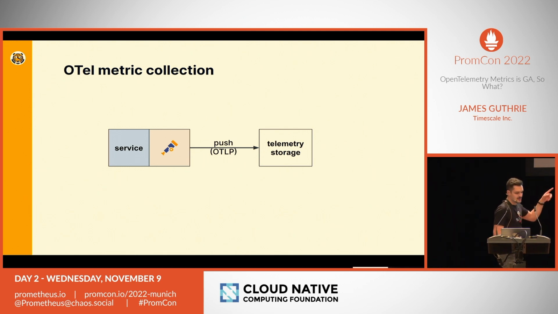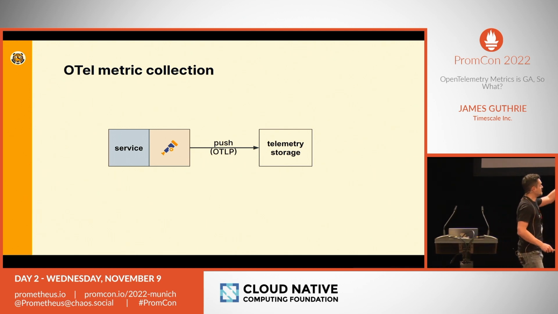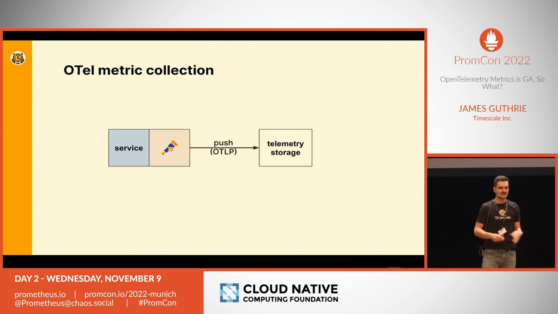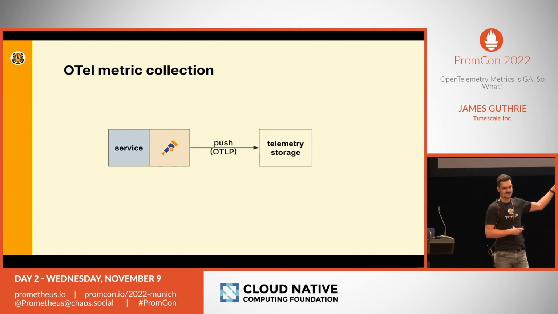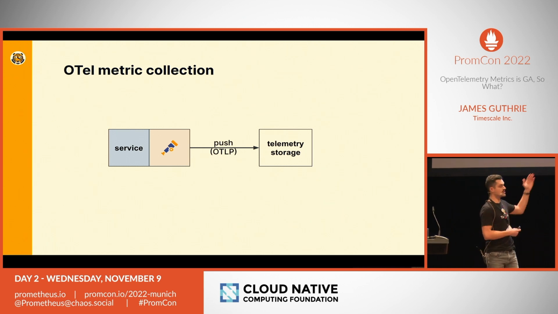So the fun thing about OpenTelemetry Metrics is this box here, this telemetry storage box. It isn't really defined what it has to be able to do, aside from ingest metrics. So there's no API definition. There's no query language definition. There's a bunch of stuff that you would be used to having in the Prometheus world that you will just not have in this box, at least not by definition.